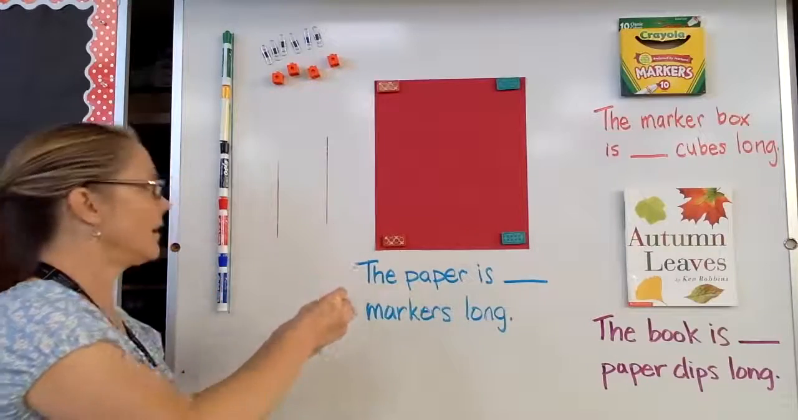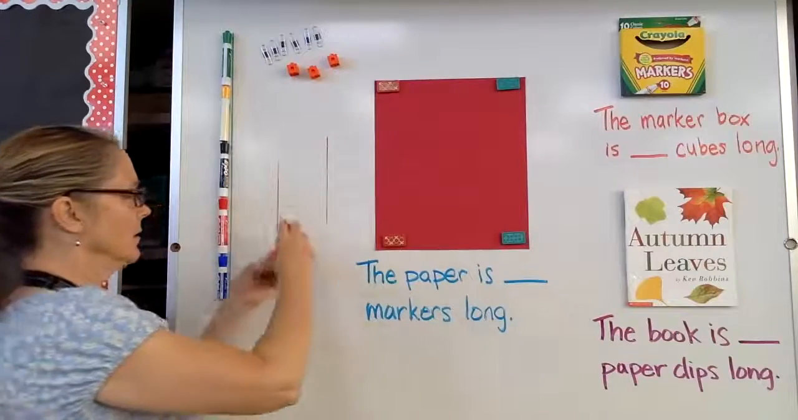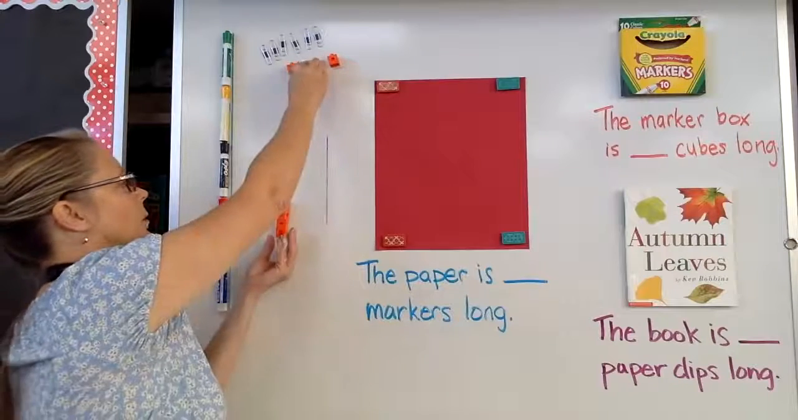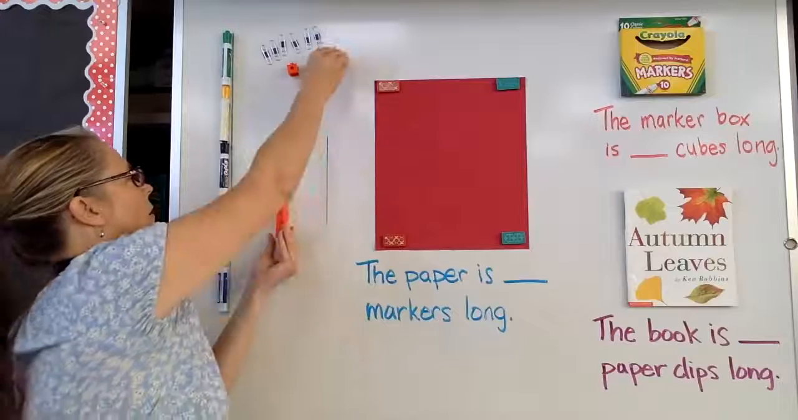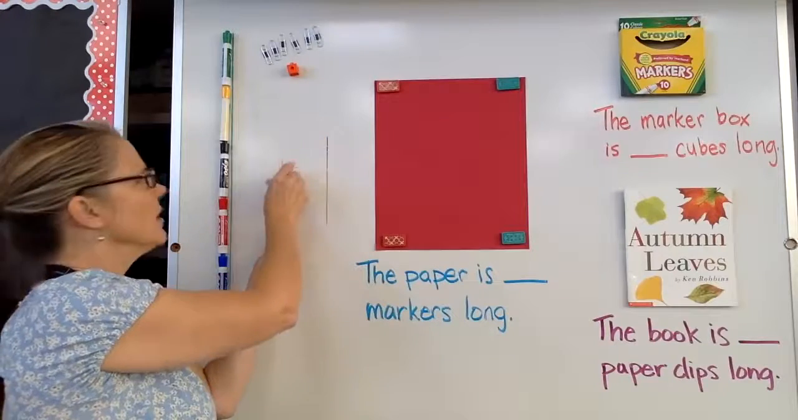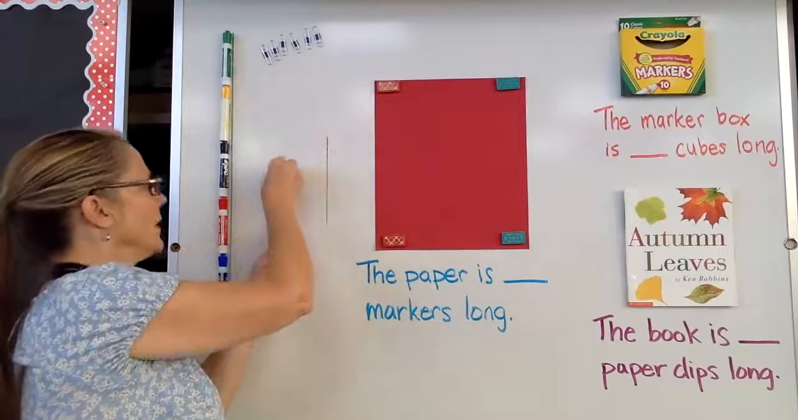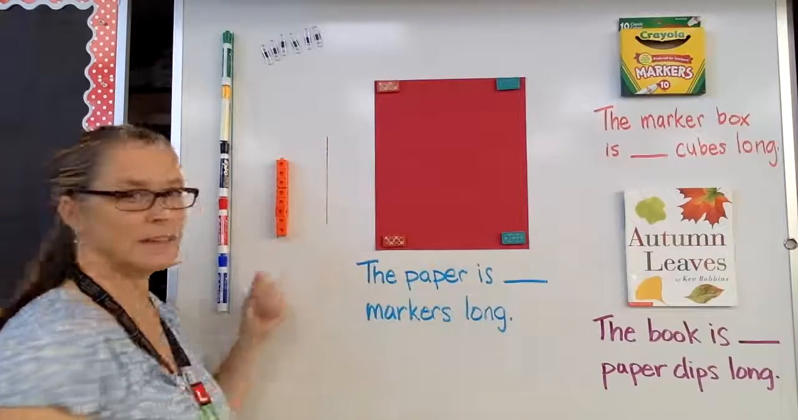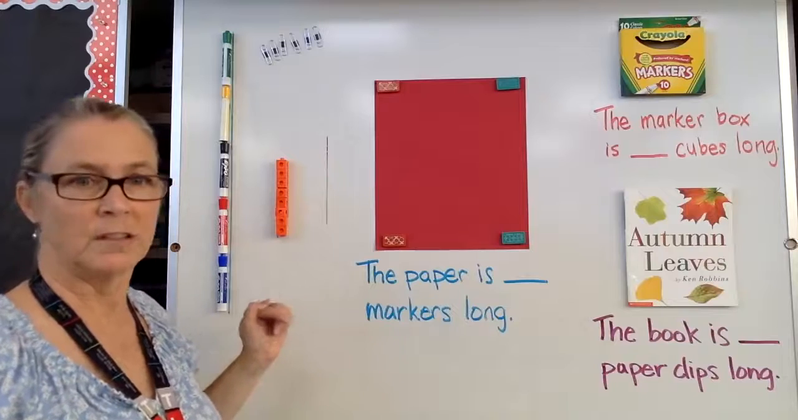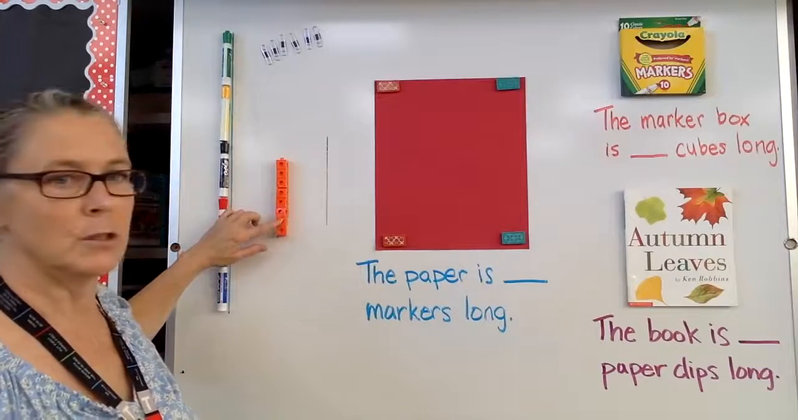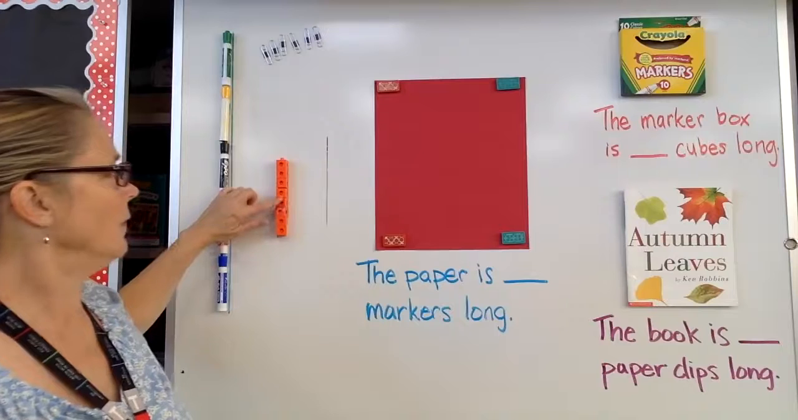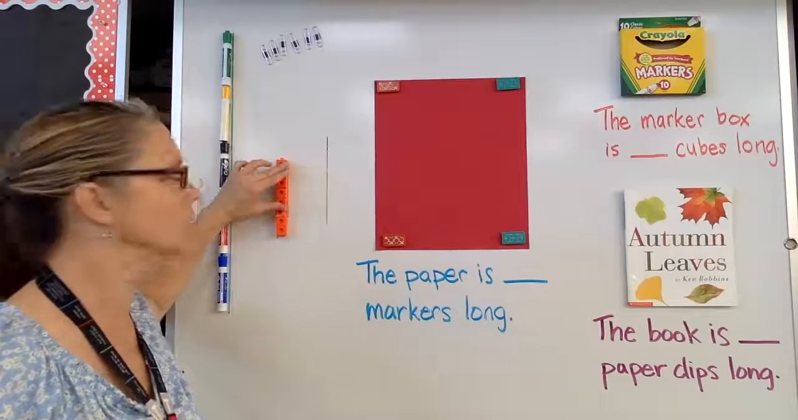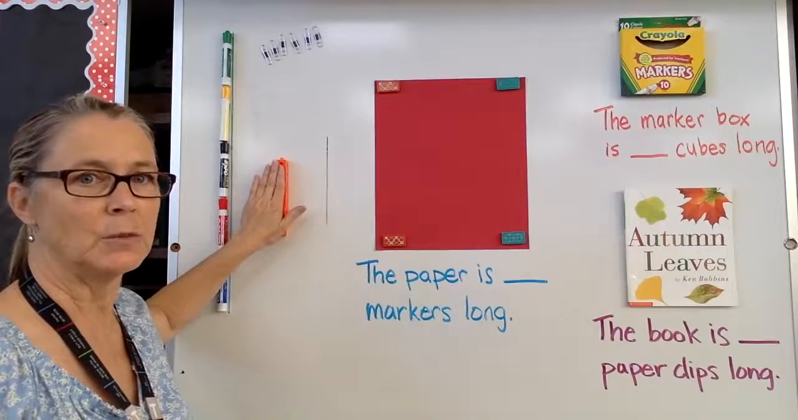So I'm going to go ahead and stack, and measure. Oh, looks like I need a couple more. So get some more here. And I continue to stack until I reach the top of the line. There we go. So now let's see how many cubes long this line is. We have 1, 2, 3, 4, 5, 6, 7, 8 cubes long. So this line is 8 cubes long.